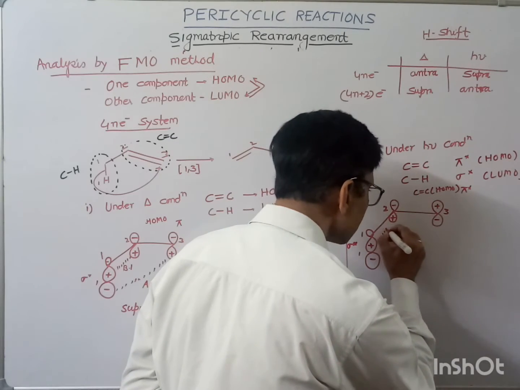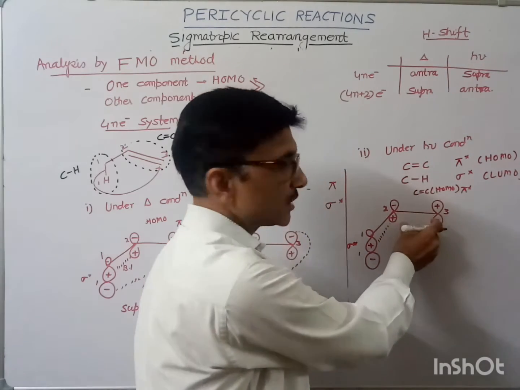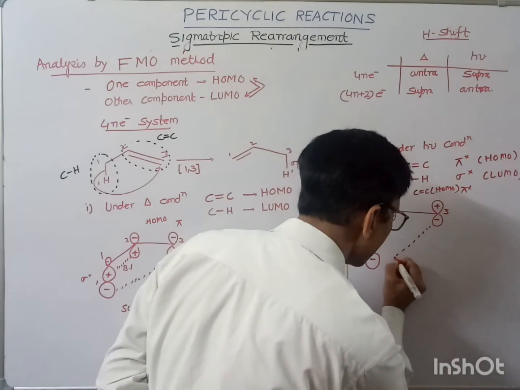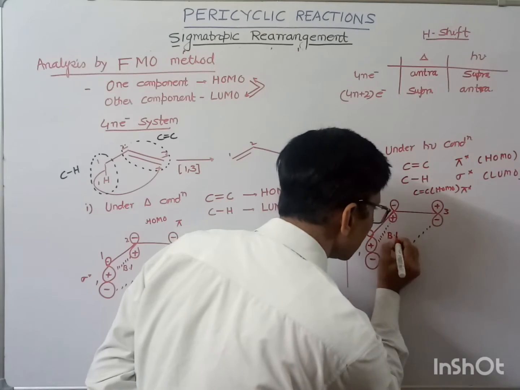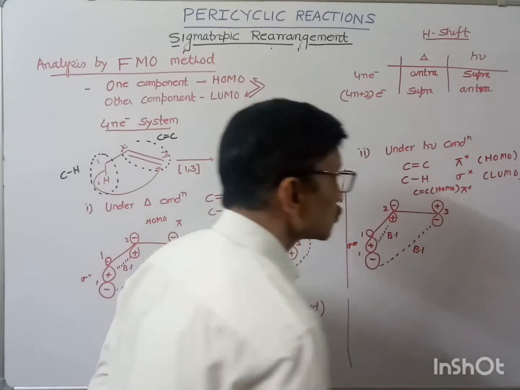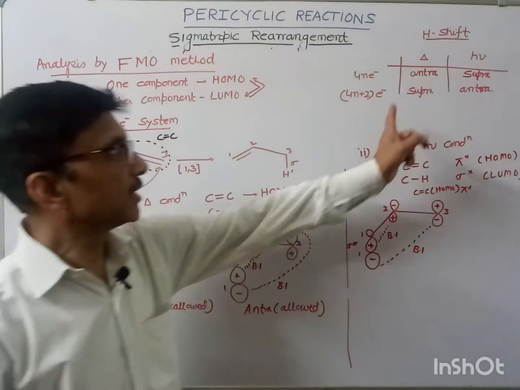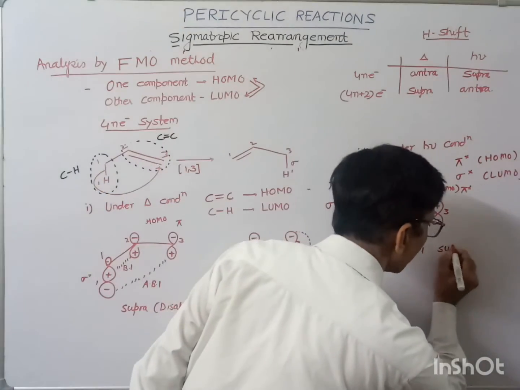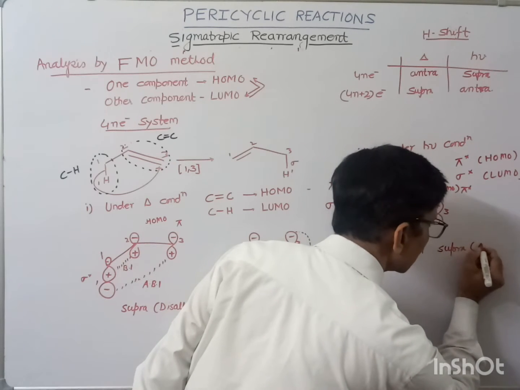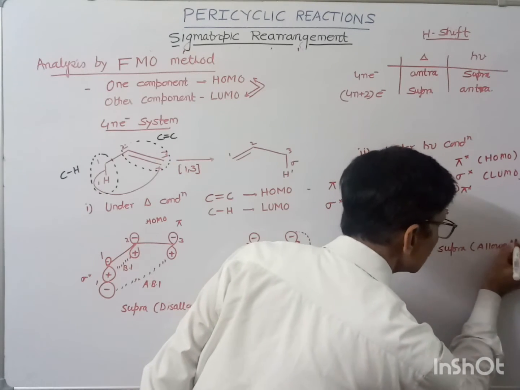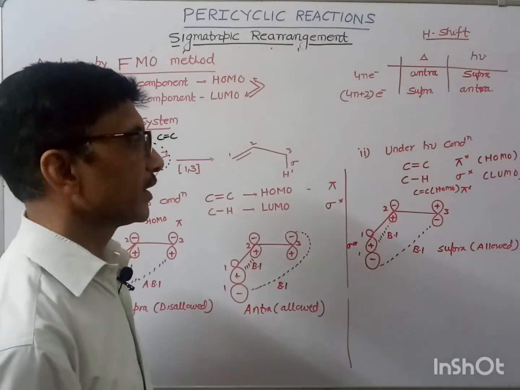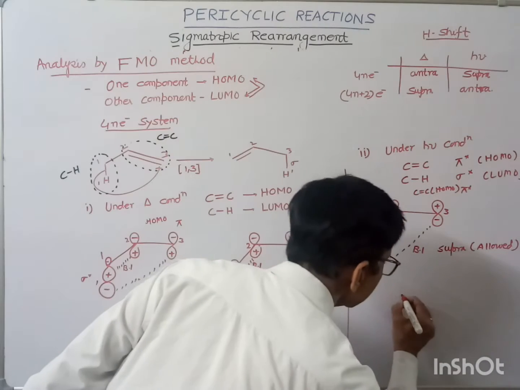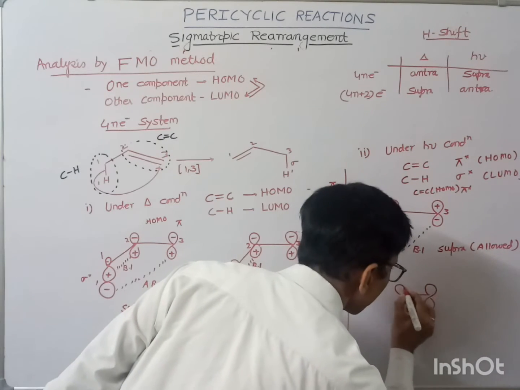So suprafacial means the same side lobe of this and the C double bond C will interact, and you can see the bonding interaction. Here also bonding interaction. So supra is allowed under photochemical condition. And if you want to see intra, then intra will not be allowed under the photochemical condition. So let us see whether intra is allowed under photochemical condition or not.